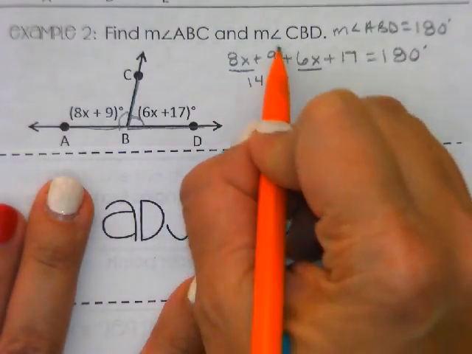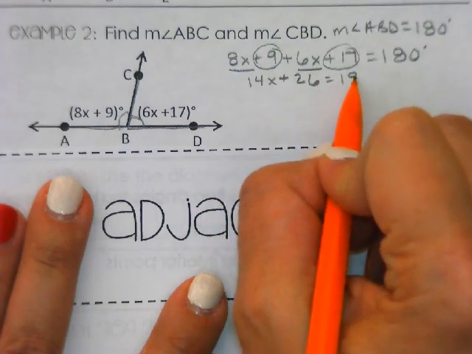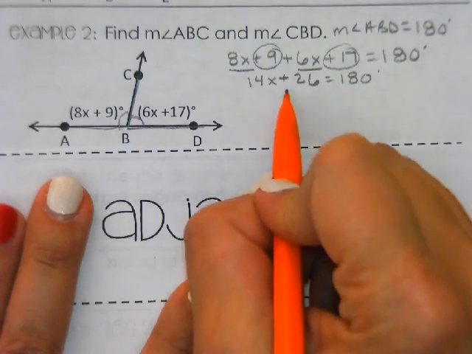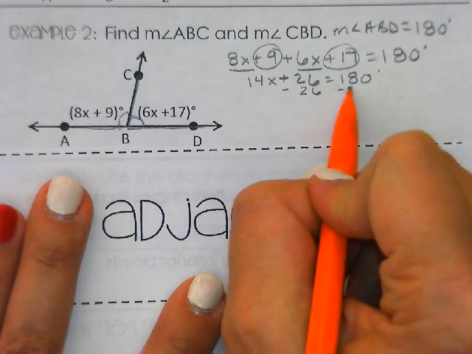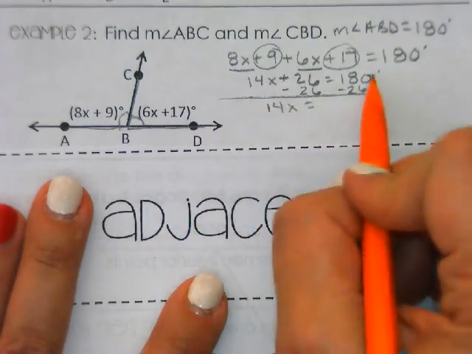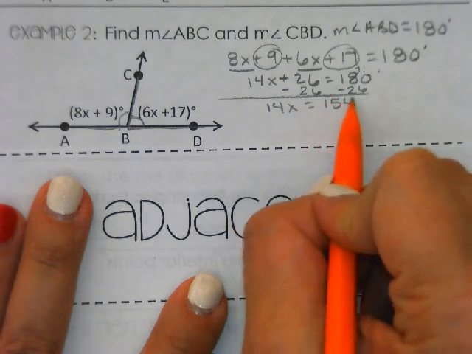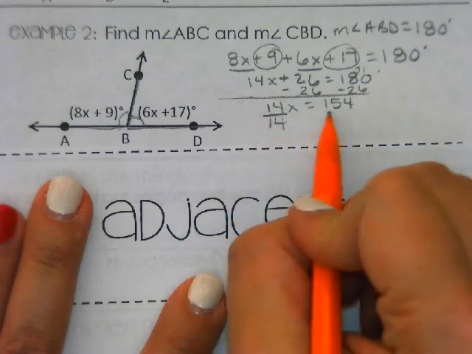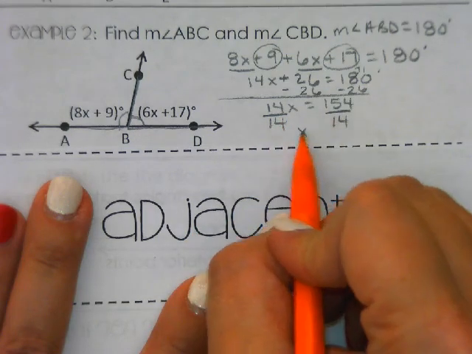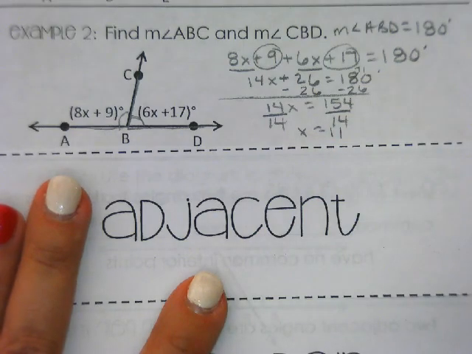14x plus 26 equals 180. What do we do now? Minus the 26 from both sides. Don't forget to borrow, or you can use your calculator. You should get 154 here. How many 14s are in 154? Should get 11.